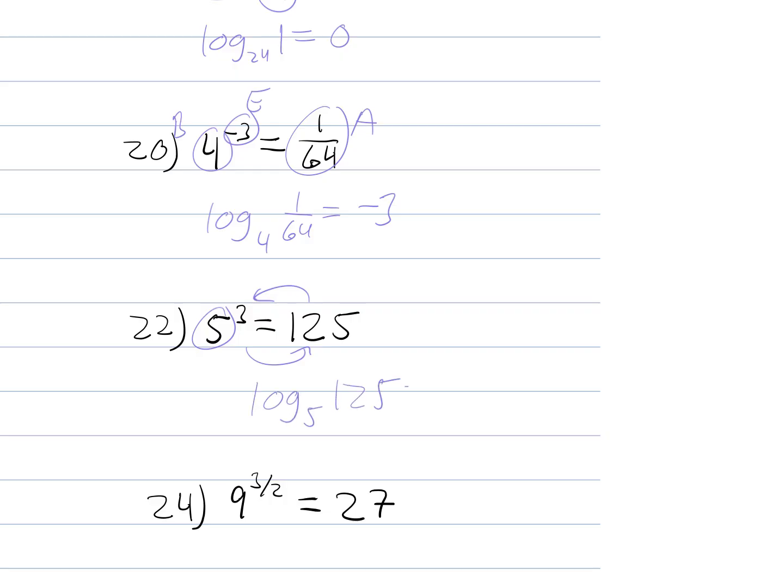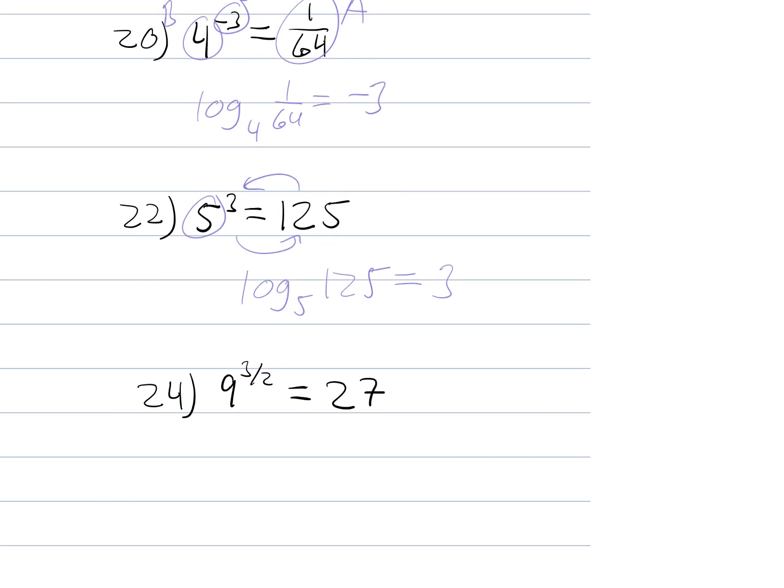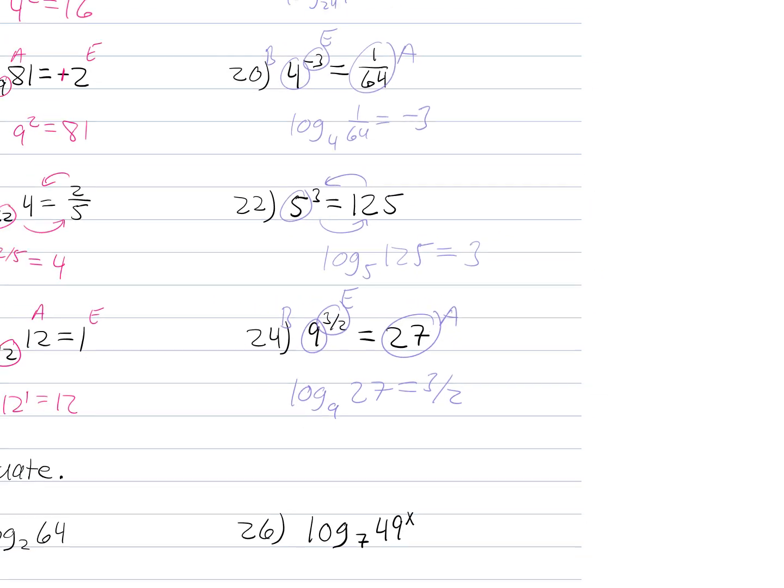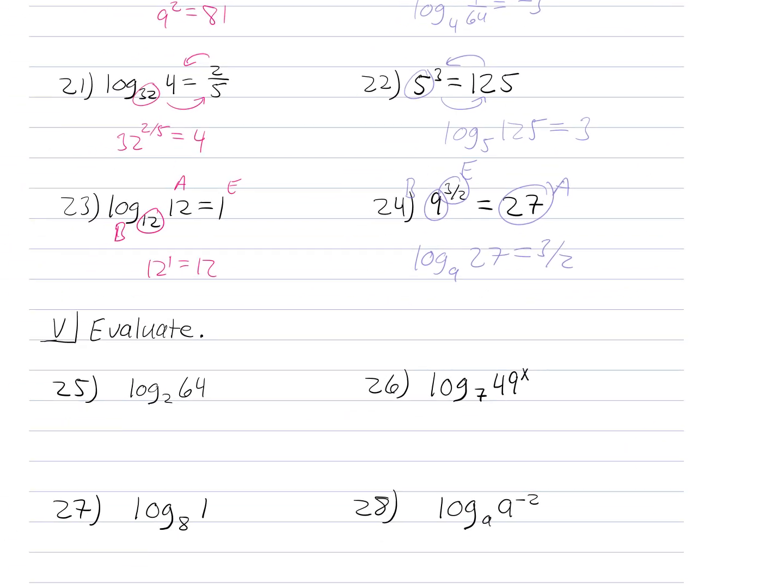So this one, I use the arrows. We get log base 5 of 125 is 3. This one, I'm going to use BAE. Base, this is your exponent, and this is your answer. So rearrange it so that it's in the order of BAE. We get log base 9 of 27 equals 3/2. And that's all you have to do for these.